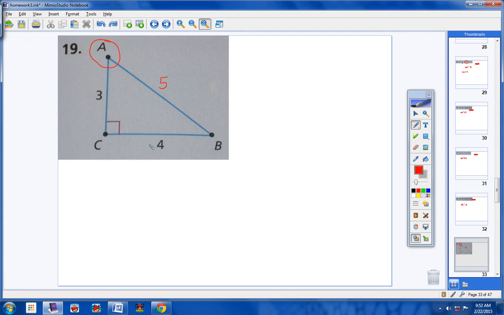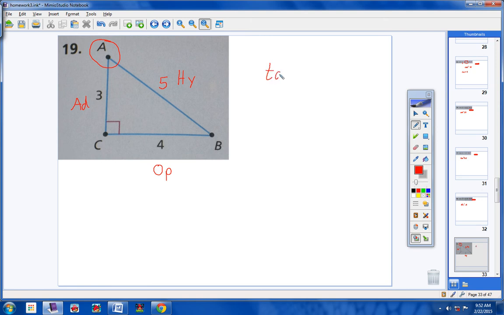I'm picking this angle. Go straight across. This is my opposite side. This is my hypotenuse side. This is my adjacent side. Now, students, do I know all three sides? Yes. So does it matter which two sides that I use? No, it doesn't. Pick your favorite one. I don't really have a favorite one. I'm just going to use tangent because I feel like it.